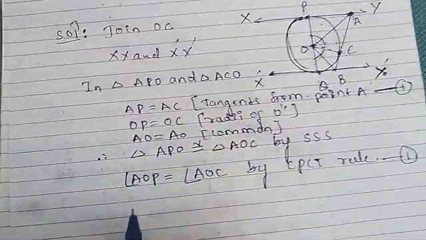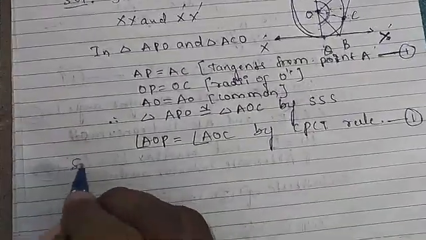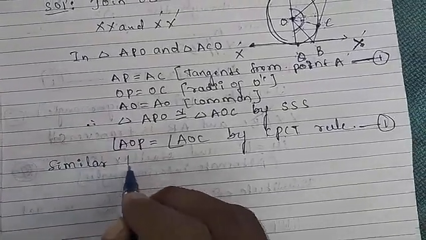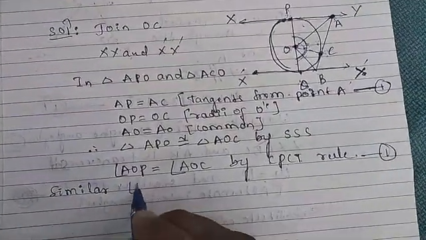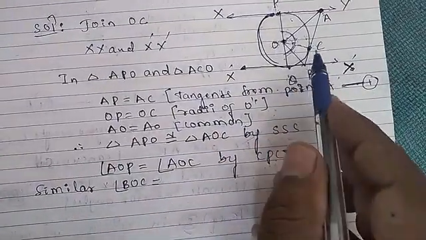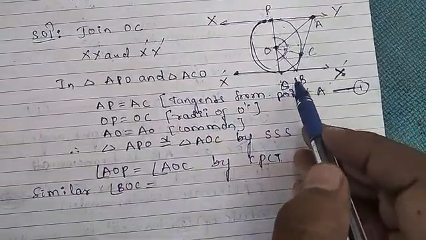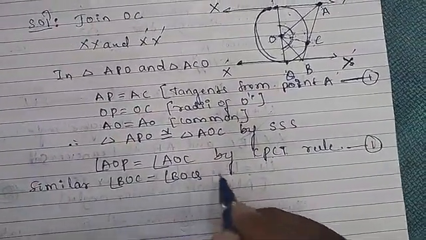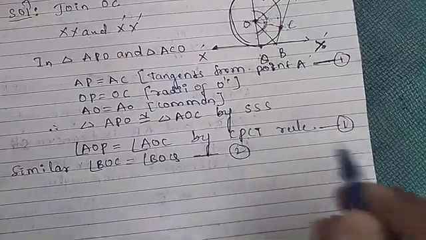So what is that angle? BOC. Similarly, I will write here: angle BOC is equal to angle BOQ. Correct. This is equation 2.